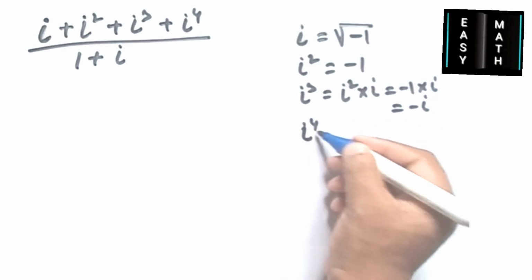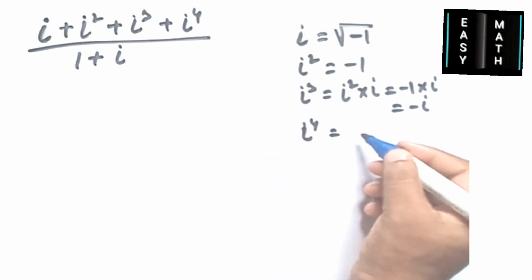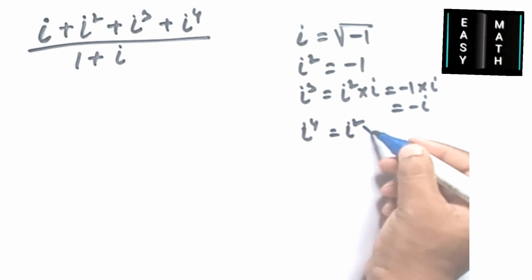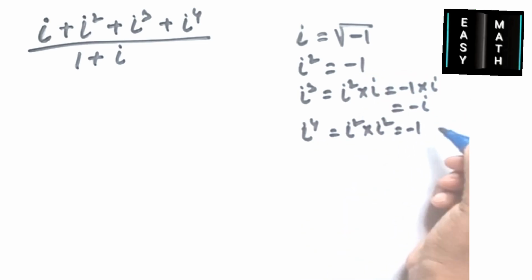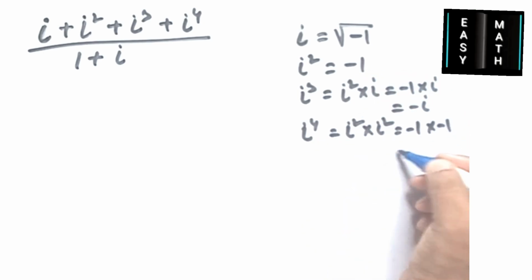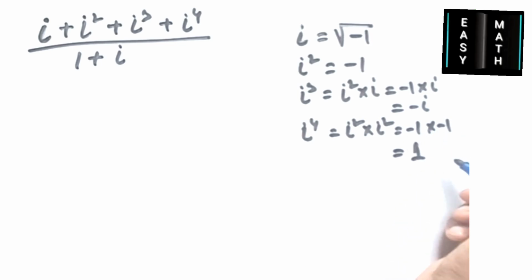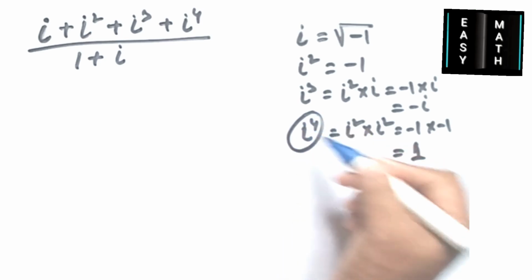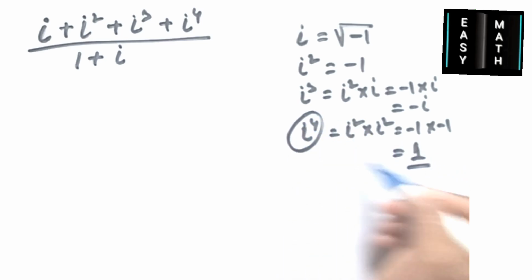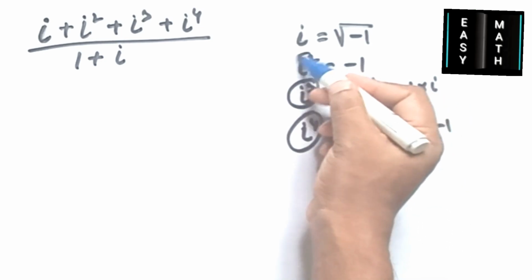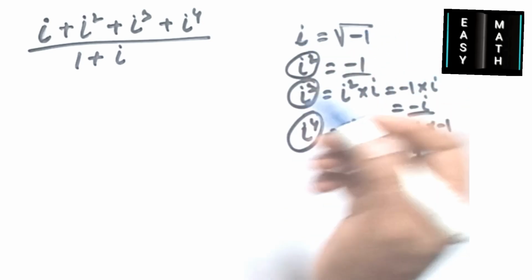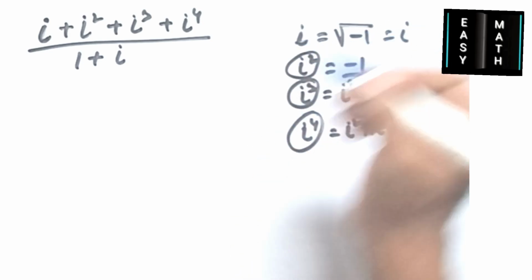And i to the power 4 is equal to i squared into i squared. And there is the minus i squared, which is -1. So into the -1, so this is -1, this is the 4. So i to the power 4 is equal to 1, i cubed is equal to -i, and i squared is -1, and this is i.